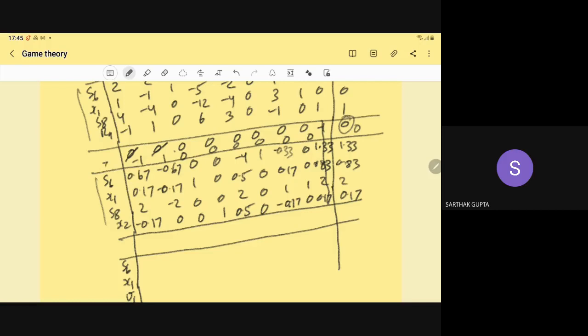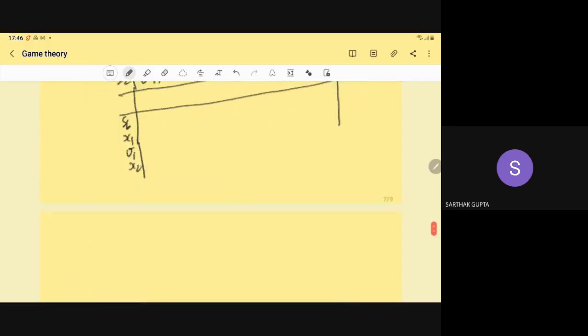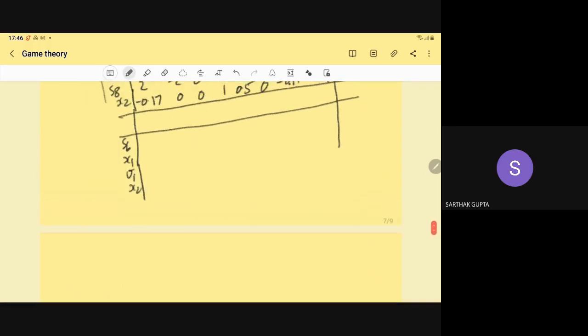Now this is corresponding to Z. Whatever Z we have introduced, from here we have started the second phase, and here we have phase one. So for phase two, here the entries are 0 0 0 1 0.